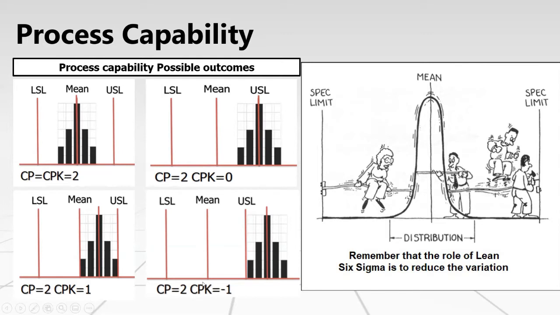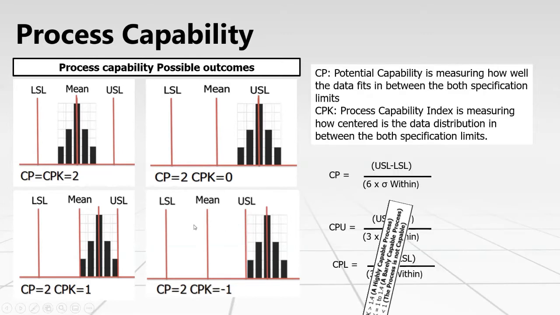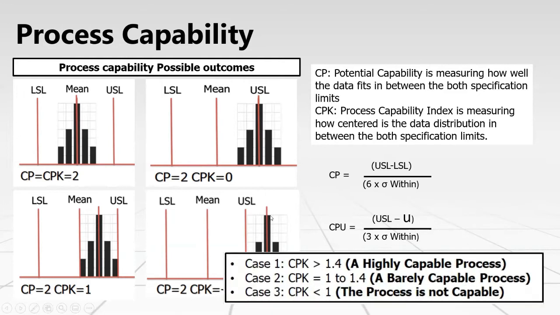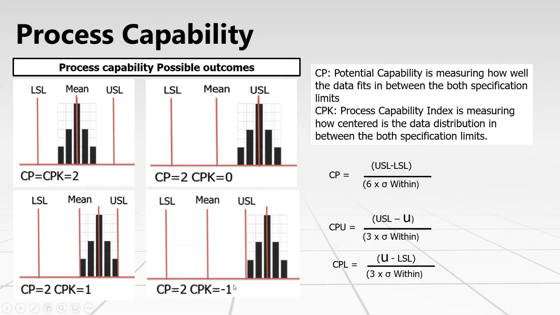In the fourth scenario, we have seen that the actual mean shifted totally outside the specification limit. And that's why here we have the potential capability remaining 2, while the CPK became -1.